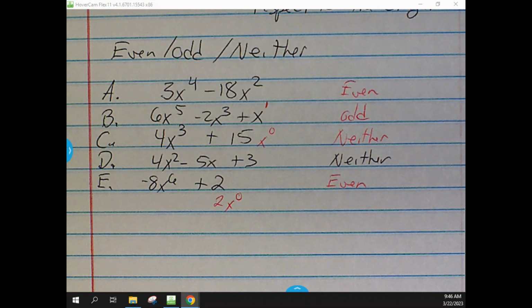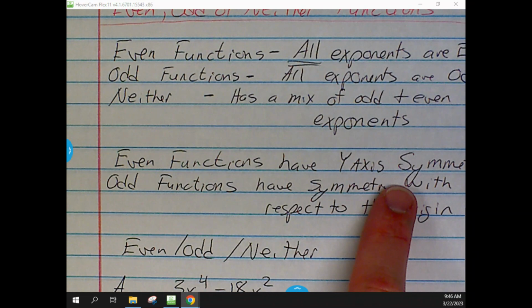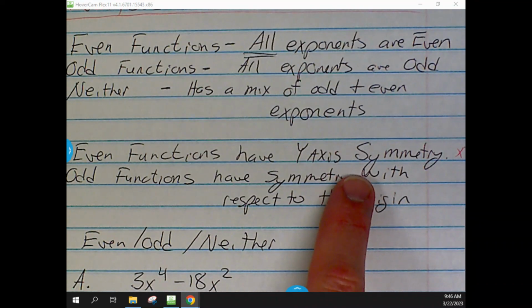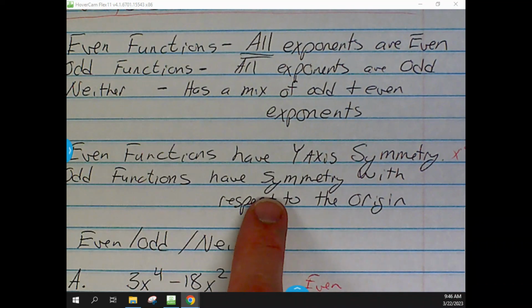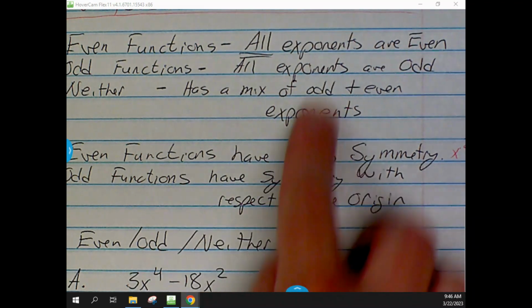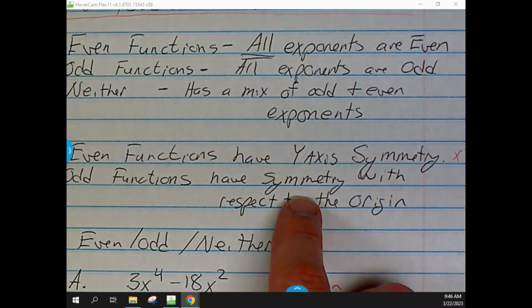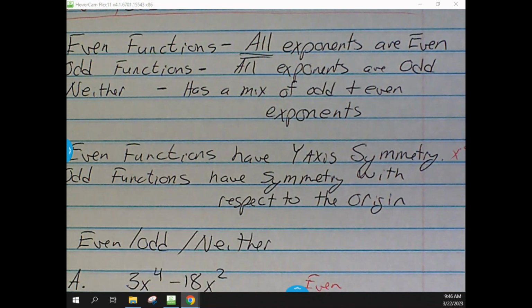Okay, again, if it's even, you've got y-axis symmetry, which means the sides of it will look the same, as you're going up or down the y-axis. If it's odd, you're moving like x to the 3rd, where everything is kind of backwards. If you go over 2 and up 5, well, over here you'd have to go over to the left and then down 5 to get that symmetry.